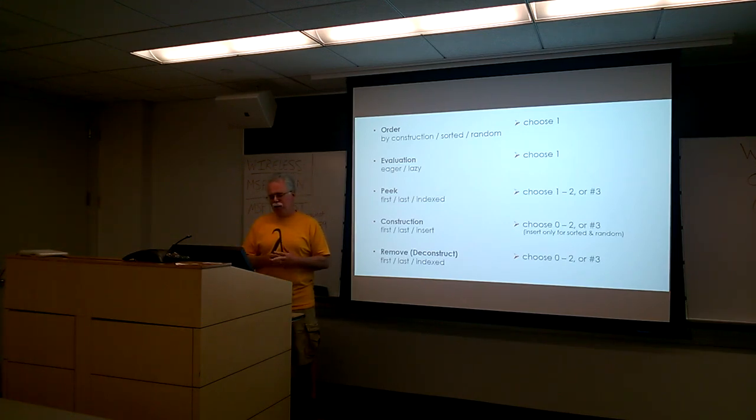Removal, or deconstruction. With the linear list, you deconstruct by taking head and tail: throw away the head, you have just the tail, and you can deconstruct down to an empty list.